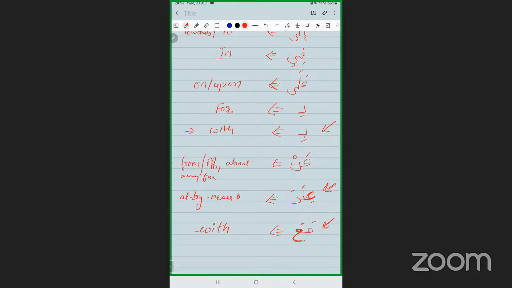But there is a slight difference. Inshallah, we will learn all this in our advanced class. There is a slight difference. At this moment, we are learning. We are not concentrating on the meaning. We are concentrating on the functions.